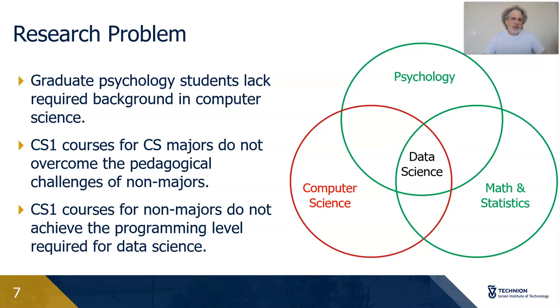This Venn diagram visualizes very well the research problem. While the graduate psychology students have a firm background in psychology and in statistics, they do not have the required background in computer science. Today, CS1 courses, or Introduction to Computer Science, are divided into 2. There are CS1 courses for CS majors, and those courses will use a very high level of mathematics, and they do not fit pedagogically for non-computer science majors. Other courses are CS1 courses for non-majors, but those courses usually do not achieve the required programming level that is required for data science applications.